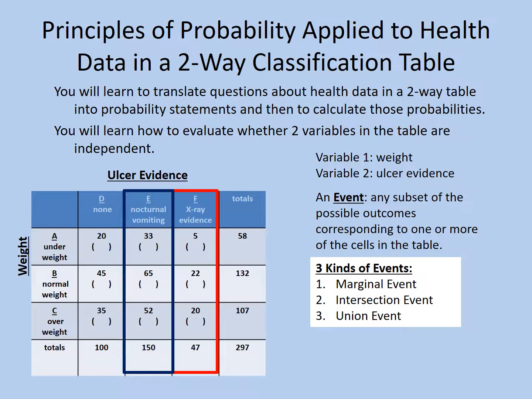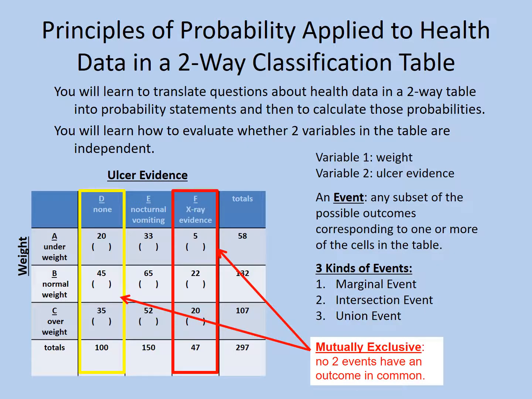A third type of event is called a union event, which represents the joining together or union of two or more events. Here we have formed the union of nocturnal vomiting evidence and X-ray evidence, which are two separate categories of ulcer evidence. The union of these two categories involves 150 plus 47, or 197 persons who have either nocturnal vomiting or X-ray evidence. Note again that someone with both nocturnal vomiting and X-ray evidence would be classified as having the more severe symptom, namely X-ray evidence.